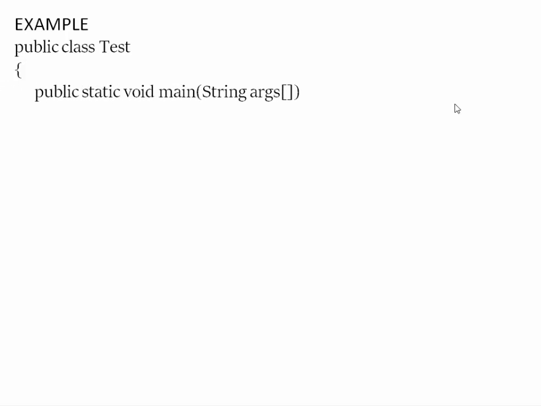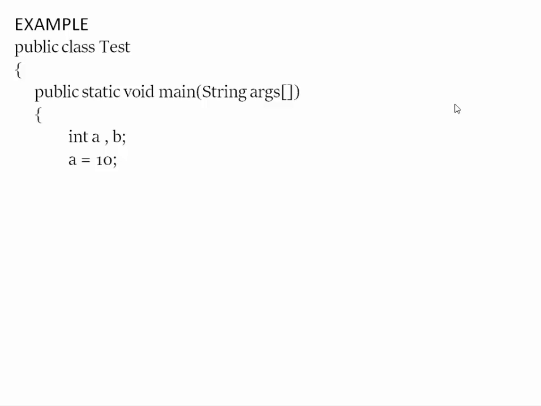Let us see an example for this. Here I am creating a class called Test. Then open the class with the opening brace. In the next statement, I define a main method, and in the main method let us declare two variables, int a and int b. Then I initialize the value of a as 10.